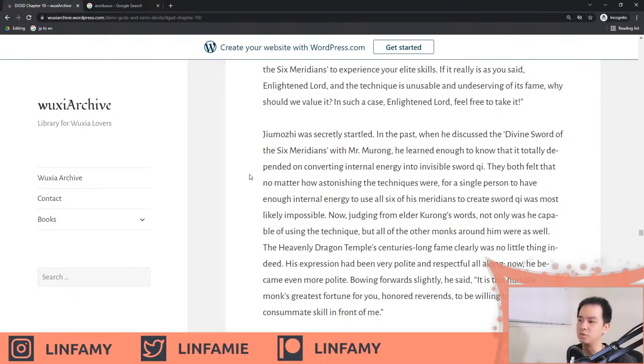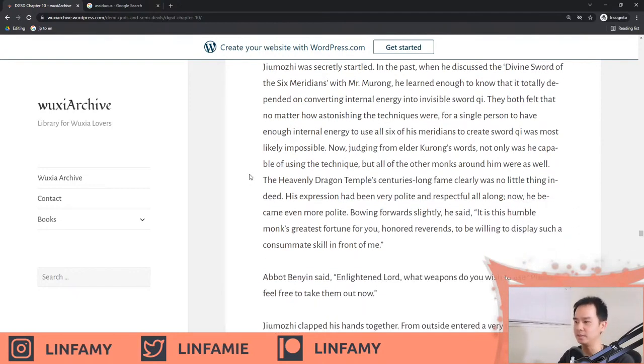Now, judging from Elder Kurong's words, not only was he capable of using the technique, but all of the other monks around him were as well. The Heavenly Dragon Temple's centuries-long fame clearly was no little thing indeed. His expression had been very polite and respectful all along. Now he became even more polite.